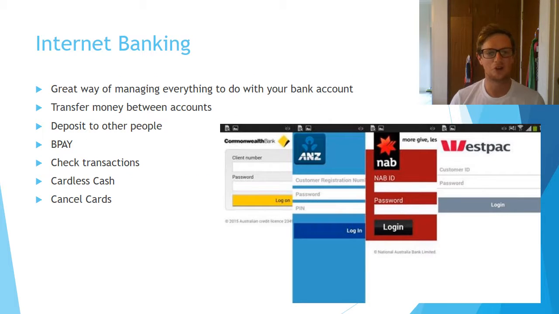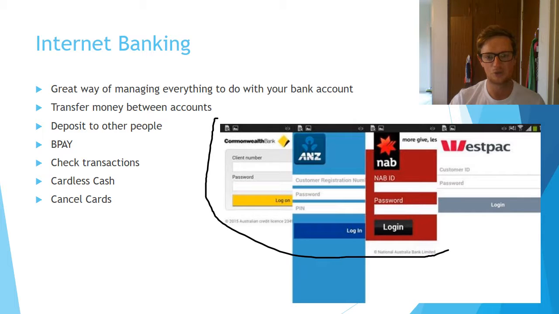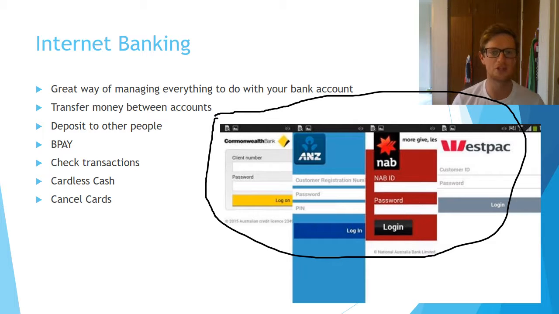Internet banking. So there's just a few examples there. These are all the websites that you can log on to depending on which bank you're with. So generally you'll need a client number and a password, and then once you've signed on to that, then you'll need a PIN number, just the same as you would with an EFTPOS card, just as a better way of accessing the account.